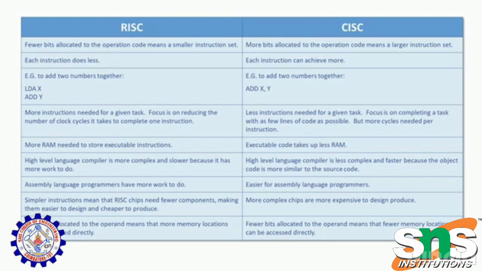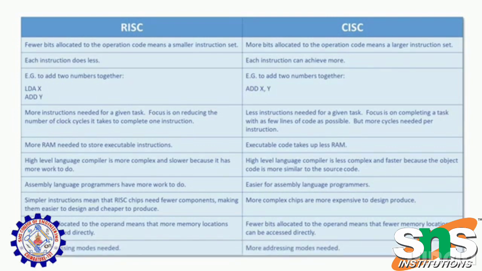So RISC is often used in high-end applications that require fast processing of a limited number of instructions, such as image, video, and audio processing. CISC, on the other hand, is often used in low-end applications such as security systems and home automation. So based on the requirement, you choose the architecture.